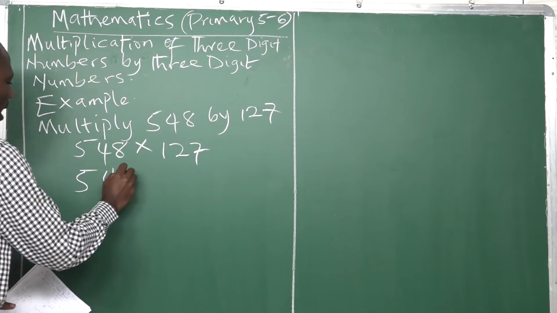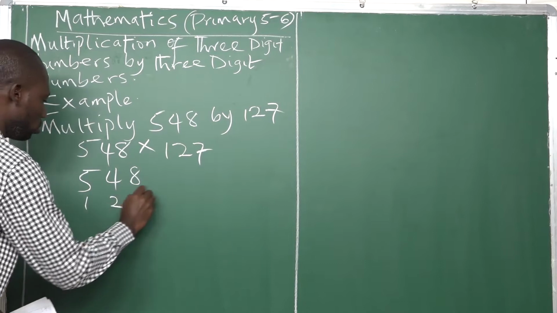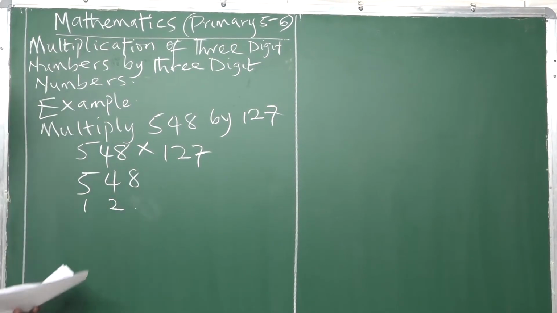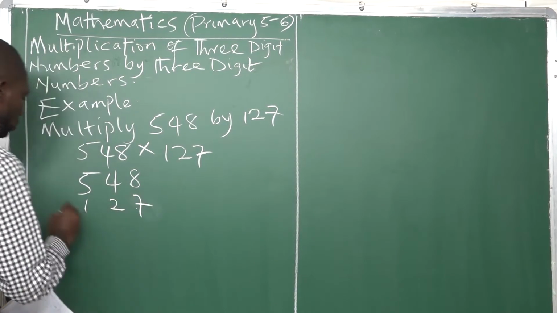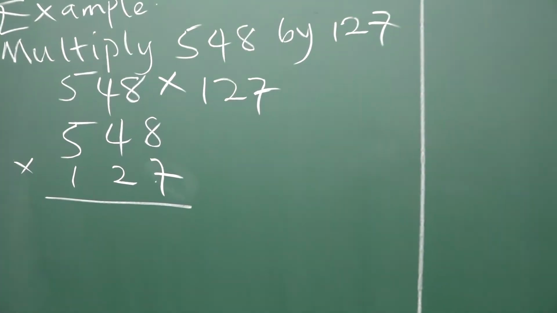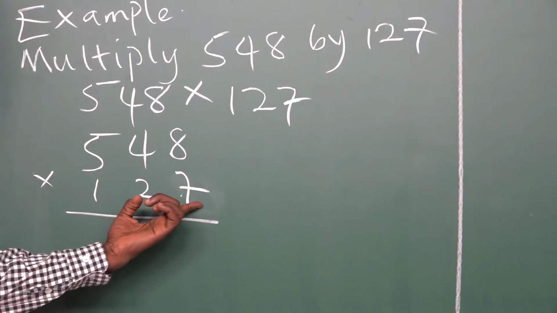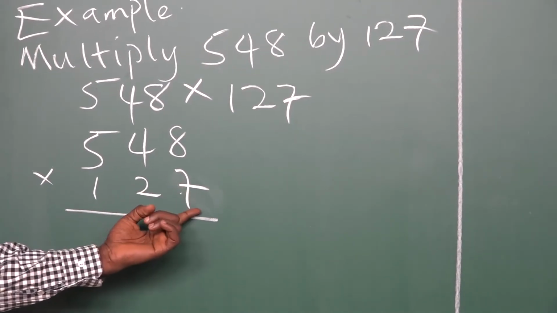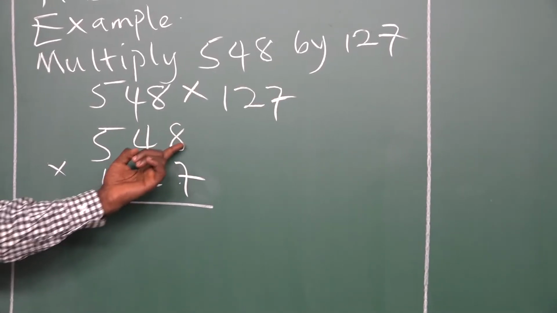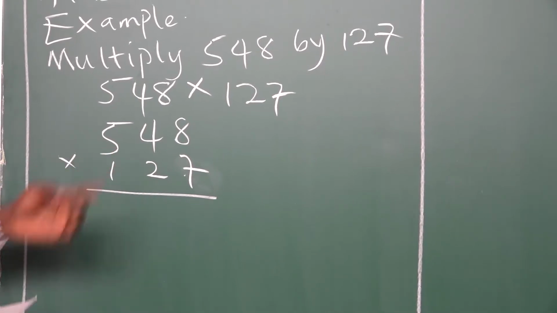So we have our number as 548, and then we have 127. We have our multiplication sign here, and then we move. We'll begin with 7. We'll use this first digit here from the right. 7 multiplied by 8, 7 multiplied by 4, 7 multiplied by 5, and we move in that order.